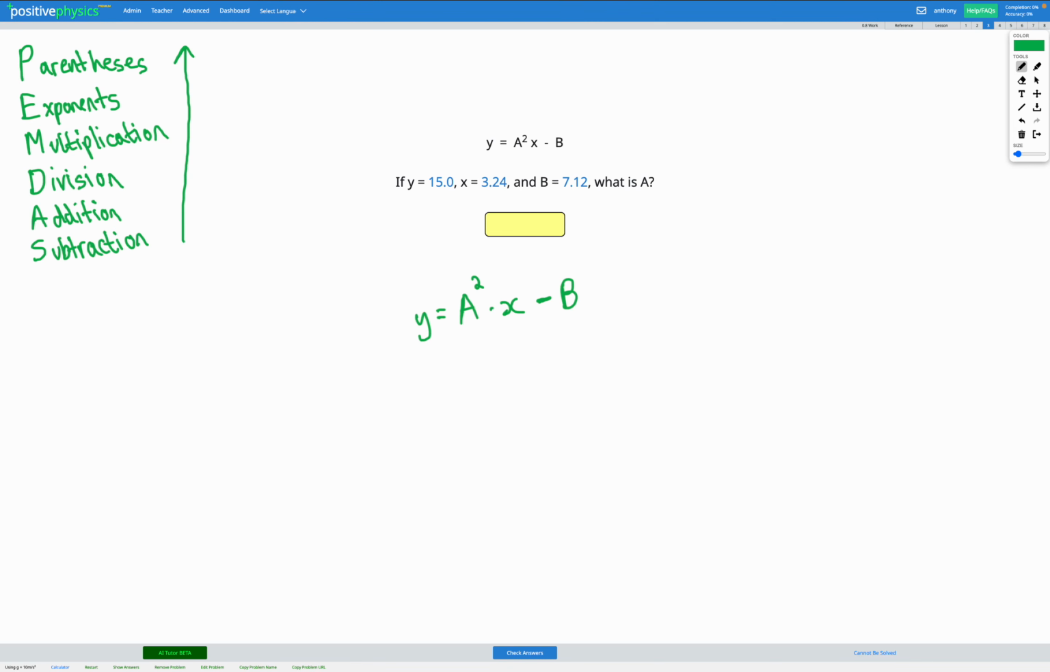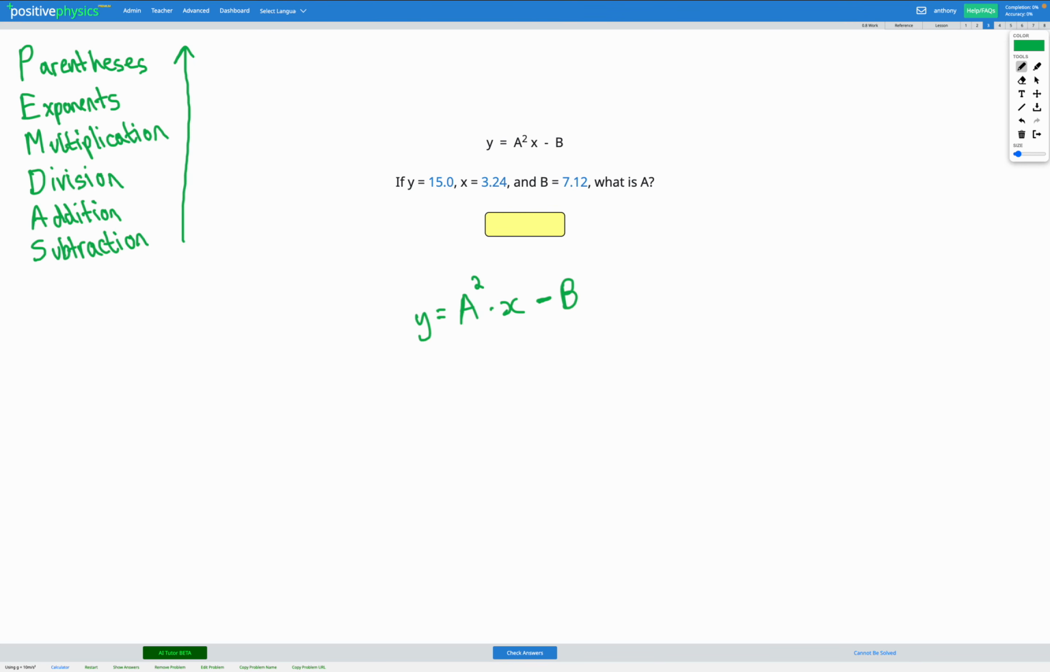We're trying to get a on its own. So right now we have a squared multiplied by x minus b. That's equal to y. So to get a on its own, I need to get rid of the squared, the x, and the minus b. But where do I start? So looking at PEMDAS, we're going to start at the bottom and work our way up.